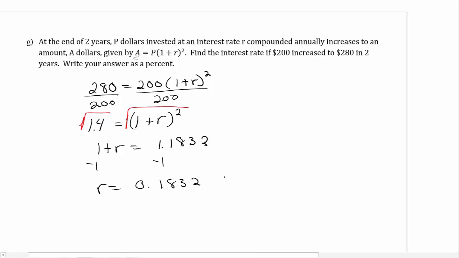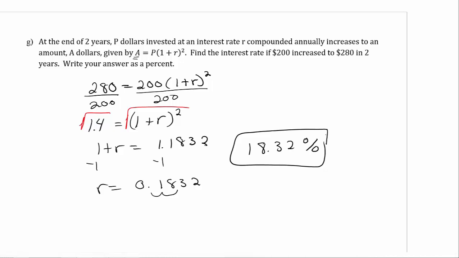So right now this is the interest rate as a decimal. To get the percent, we want to move the decimal point 2 positions to the right, and so that would be 18.32%. And then just make sure that you round this to the correct number of decimal places that's being asked for on MyMathLab.